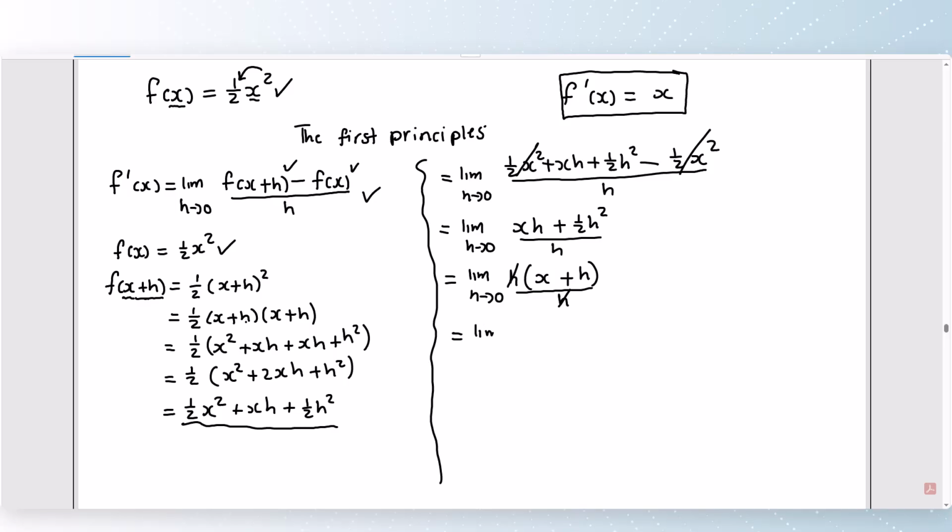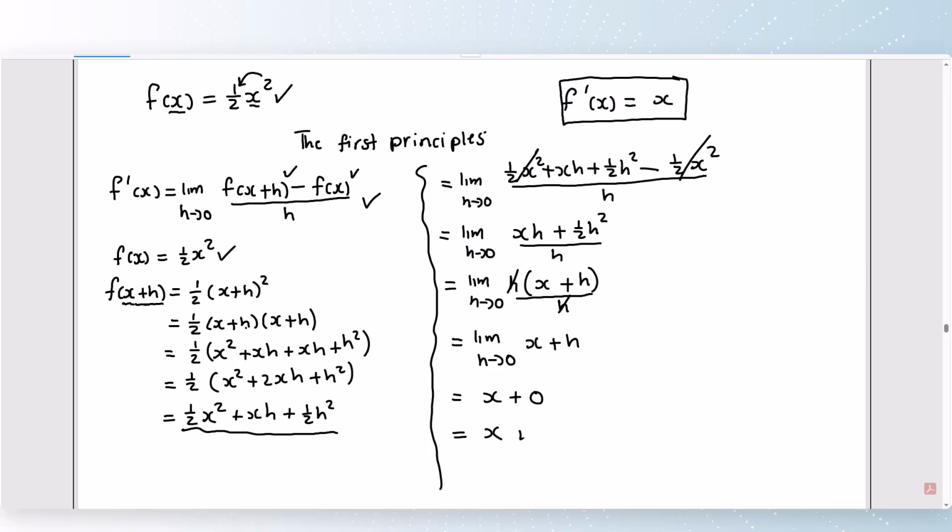Now we have limit as h tends to 0 of x plus h. We are no longer dividing by h, so we can allow h to be 0 now. So we're going to turn the h to 0. You drop the limit now because you are turning the h to 0. You don't need to write the limit. So x plus 0 is x. And we got the same answer as there.